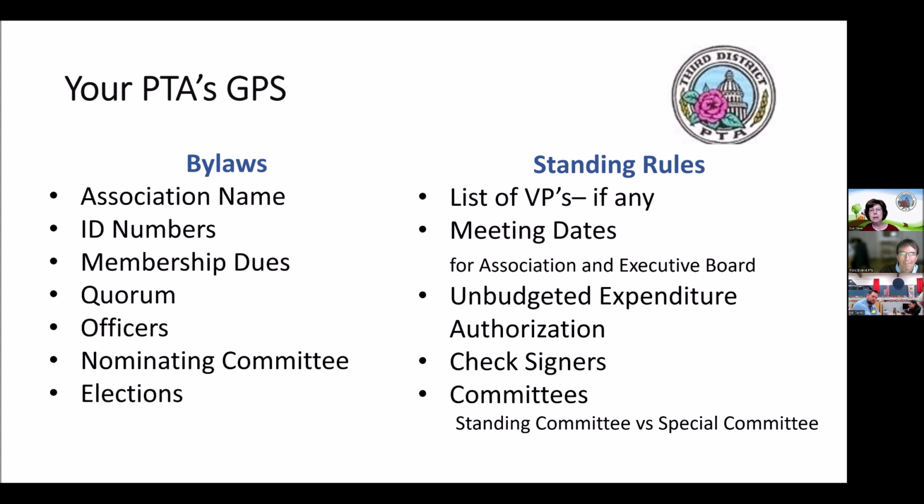It lists the VPs if you have more than one and any specific duties assigned to them. It lists when the meeting dates are for association and board meetings. It lists how much the board can spend on unbudgeted expenditures without having them pre-approved by the association. And in your case, I believe it was $1,000 that was set. Doesn't mean you have to spend that, but it allows the board to do that.